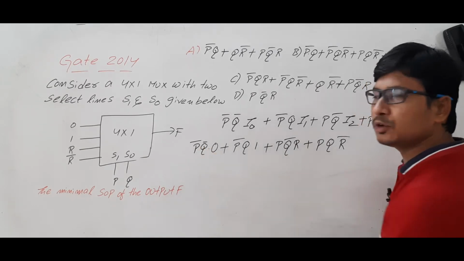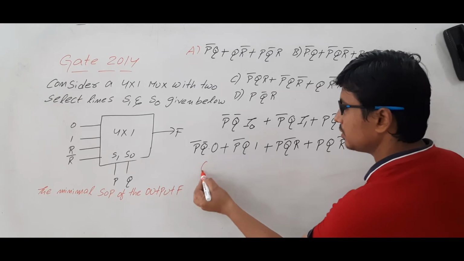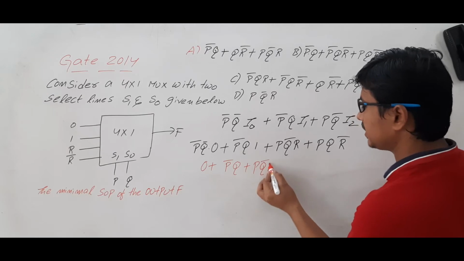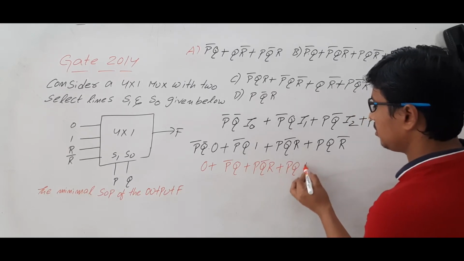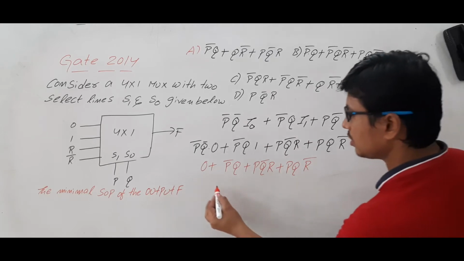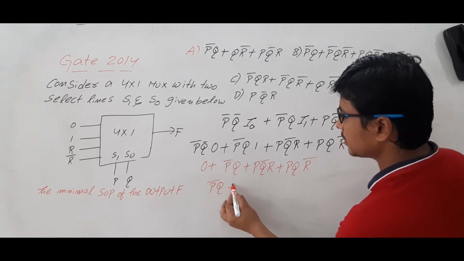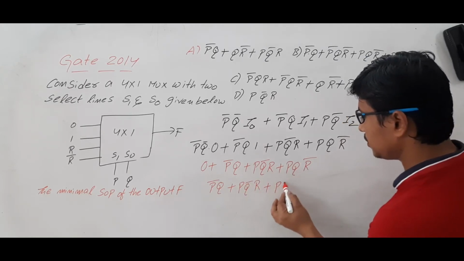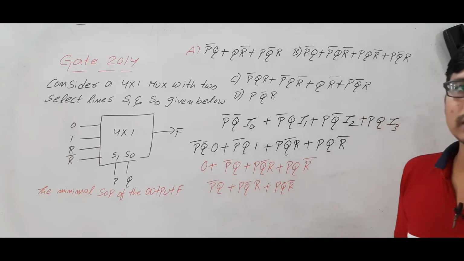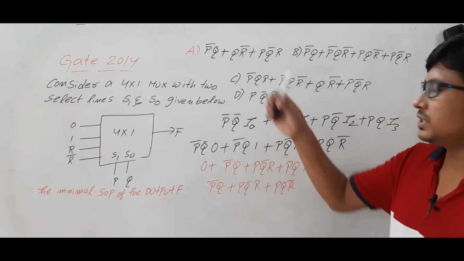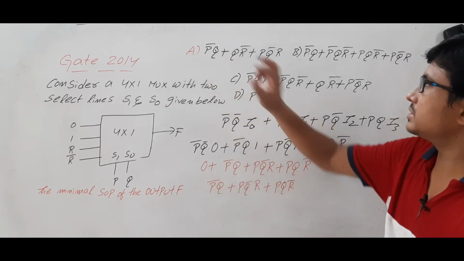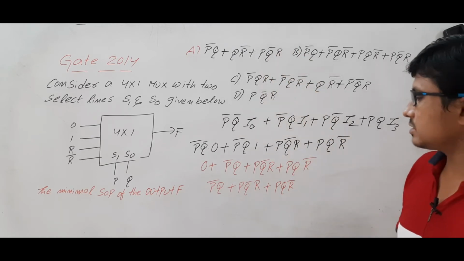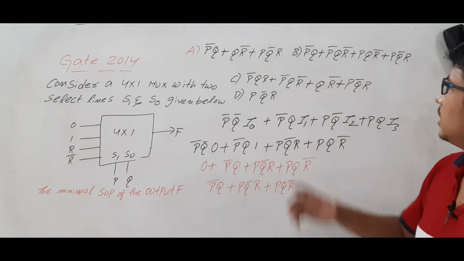Now P complement Q complement and 0 will be 0, and this will be P complement Q, and you will get P Q complement R, and P Q R complement. Am I right? So we got the expression as P complement Q, P Q complement R and then P Q R complement. We will check whether any option is satisfying this or not. P complement Q is there, but they are saying Q complement R, P Q complement R is there. And the others, they are not at all satisfying.